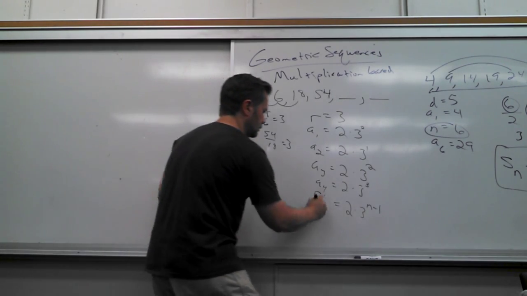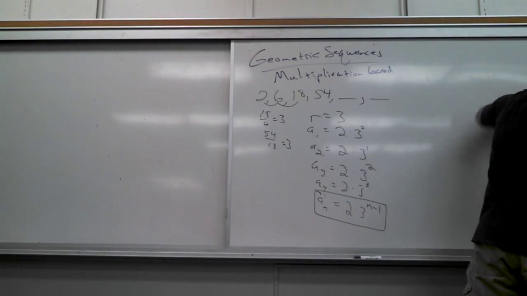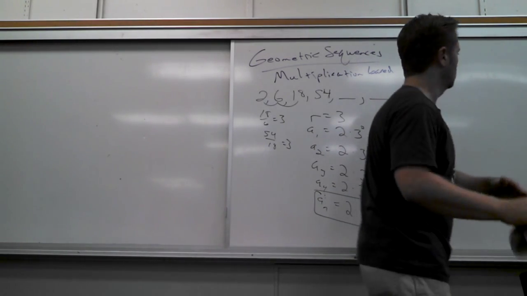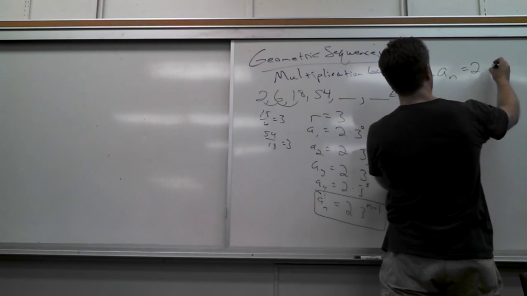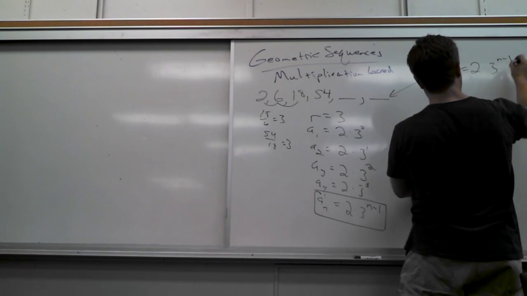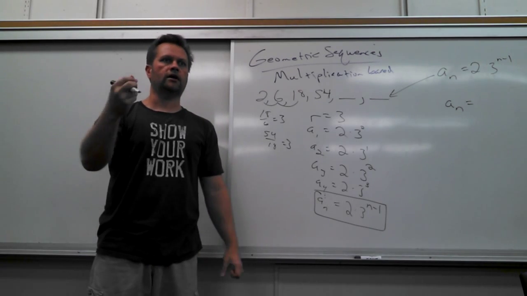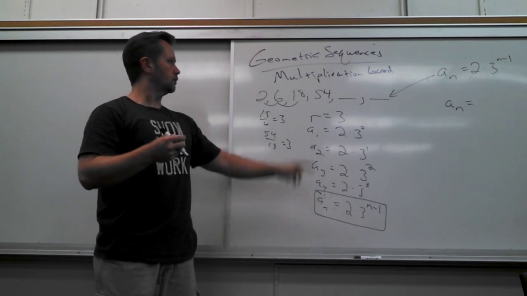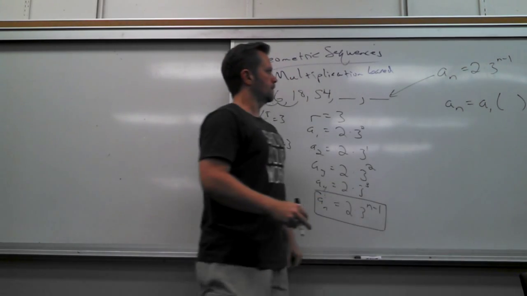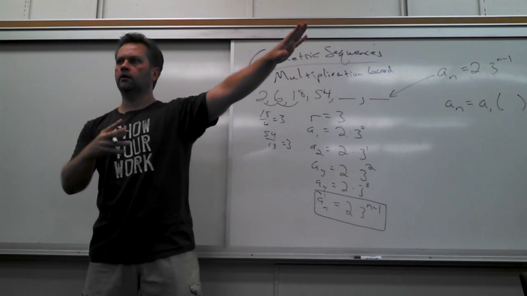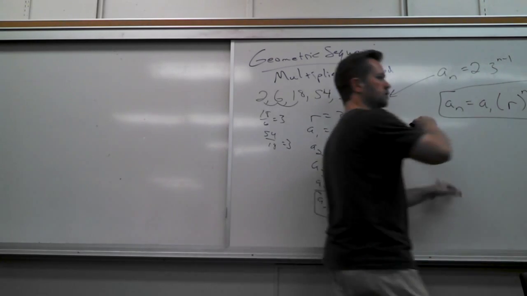So now we can take this and generalize it. This is what we got for the specific sequence. In general, what would it be? Where did the 2 come from? A1, so you start at A1. What was the 3? The common ratio, what I keep multiplying by. And then, of course, N minus 1. So there is our third equation today.